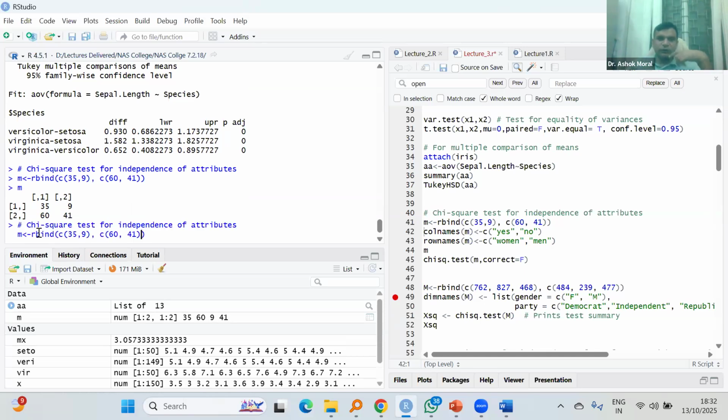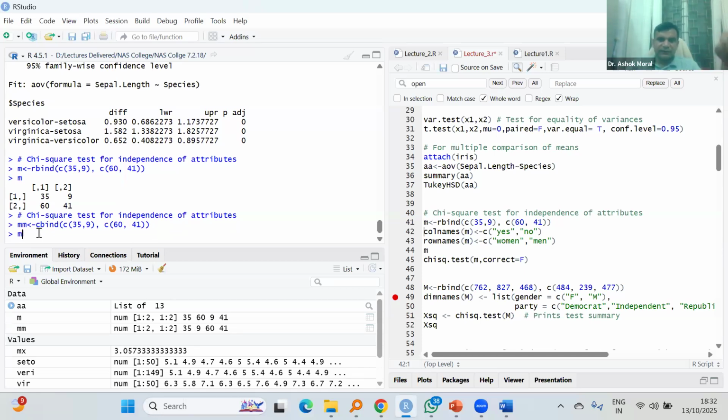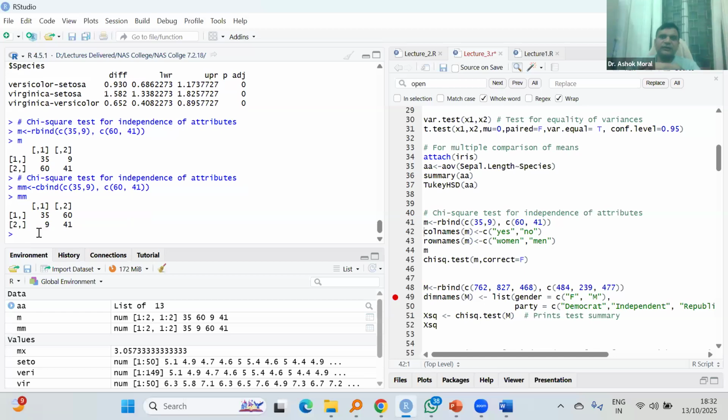Similarly we can also use C bind, that is, M is equal to C bind. So now these observations, 35 59 makes the first column and 60 41 makes the second column, because we have done C bind, column wise bind. And here it is the R bind.